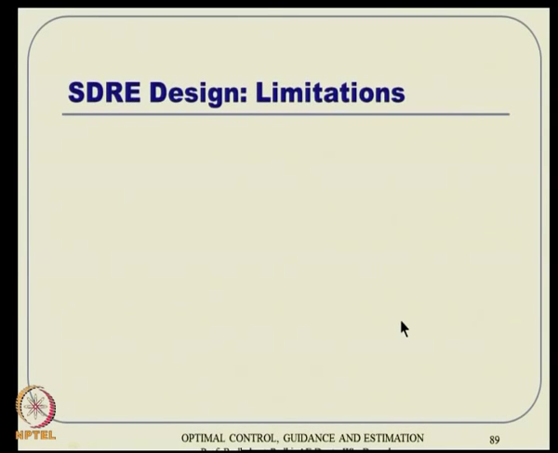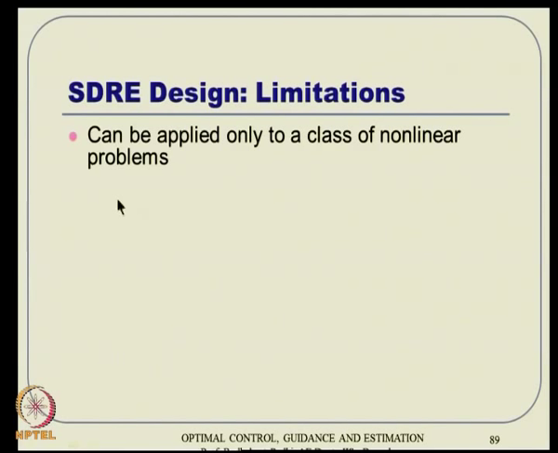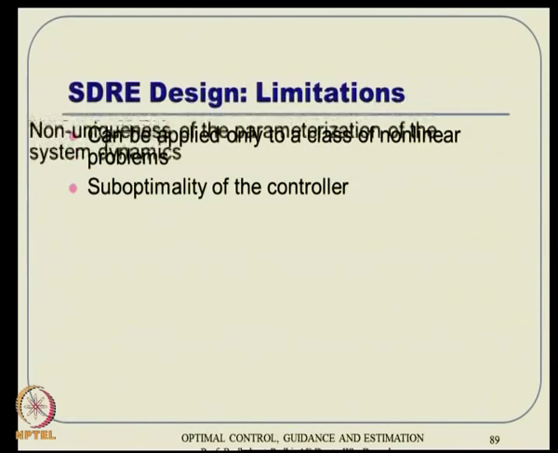Now, there are certain limitations of this design that we also saw. The first thing is that it can only be applied to a class of nonlinear problems. That means the system dynamics has to be control affine, and a quadratic cost function has to be taken. So that confines it to a class of problems. But remember, it is not a major restriction, in the sense that many practical problems naturally fall into that framework. Then there is the suboptimality of the controller. It leads to a suboptimal control, because all the necessary conditions of optimality get satisfied only towards the end. That means only asymptotically will the co-state equation get satisfied. So that way it is suboptimal.